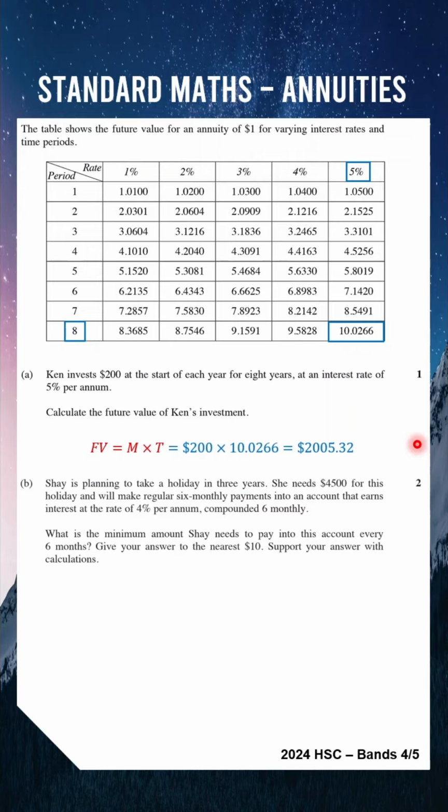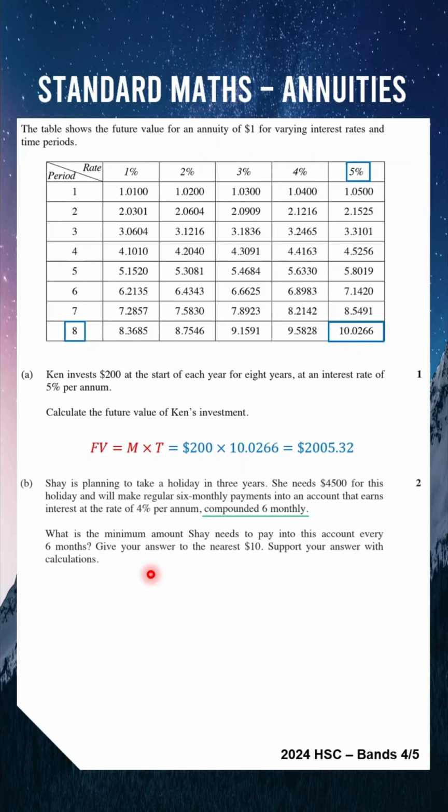Now for part B, it's a little bit trickier because we're trying to do this backwards now. We want to save up $4,500 for a holiday, and we're paying into our savings account every 6 months, and we want to find out how much we should chip into our account every 6 months. So for this question, we're trying to find M, the money that we're chipping in. We know what the future value is, that's 4,500, and we just need to figure out the magic table number.